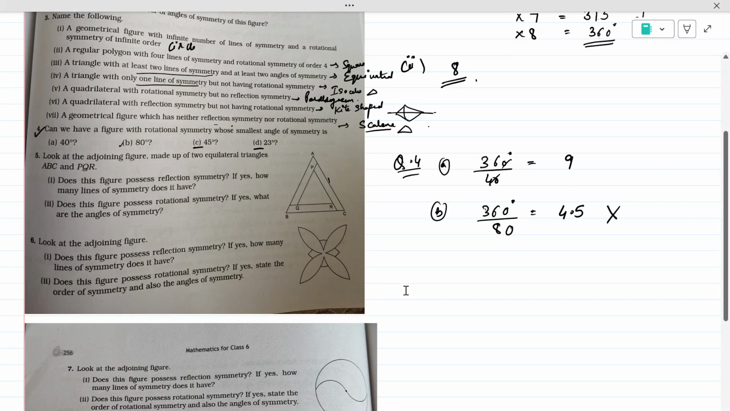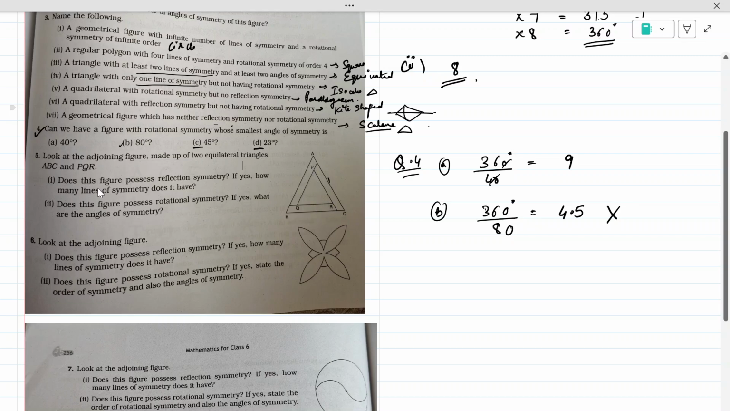Next question is, look at the adjoining figure made up of two equilateral triangles ABC and PQR. So this is our outer triangle ABC and this is our inner triangle PQR. And if you see here, this line PQ is extended and it is touching the side AC. Similarly, QR is extending and it is touching AB. And the last one is PR, which is extending and touching the base BC.